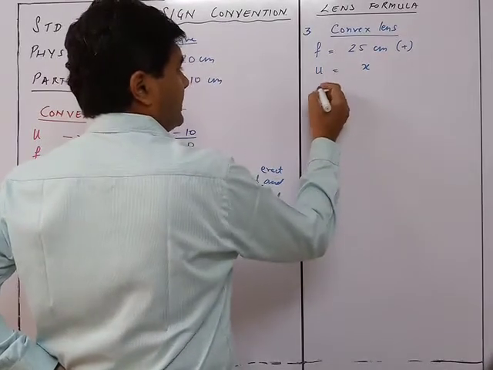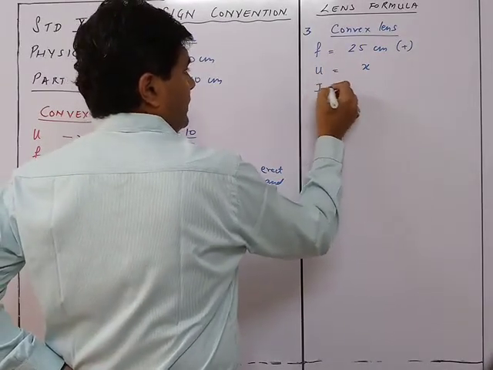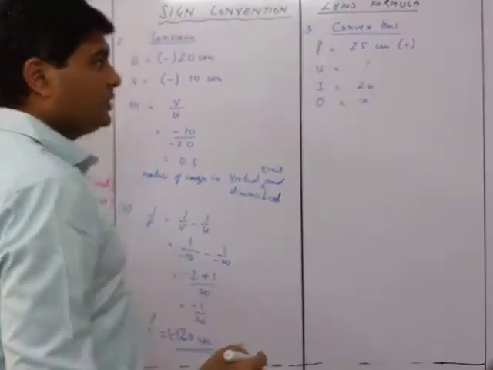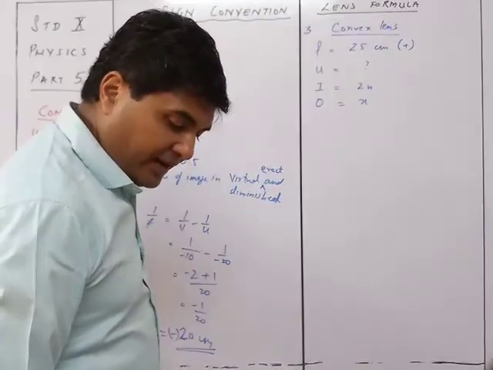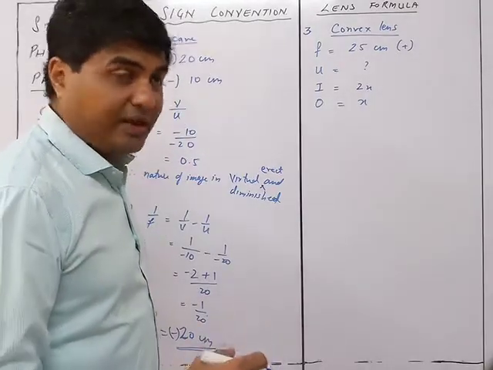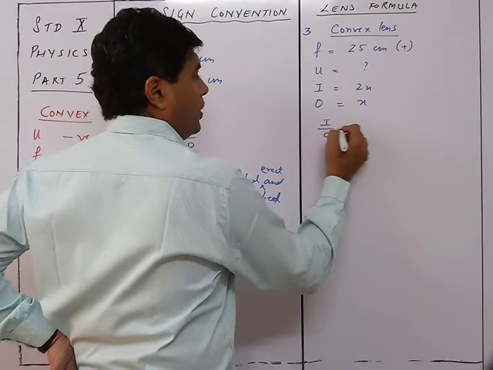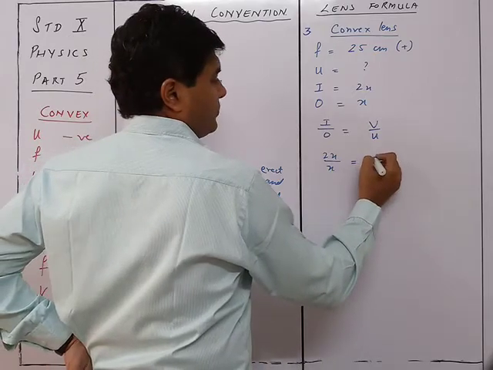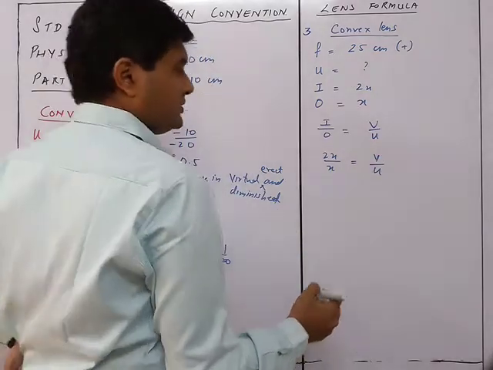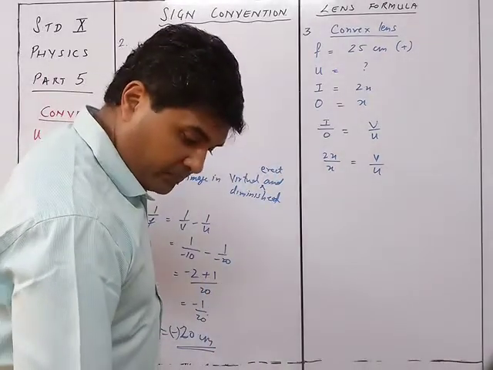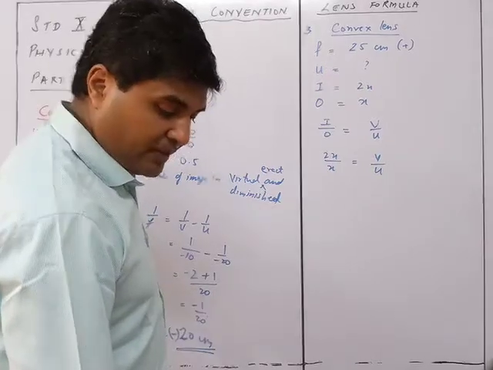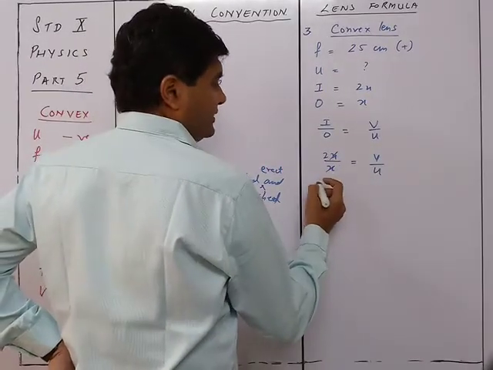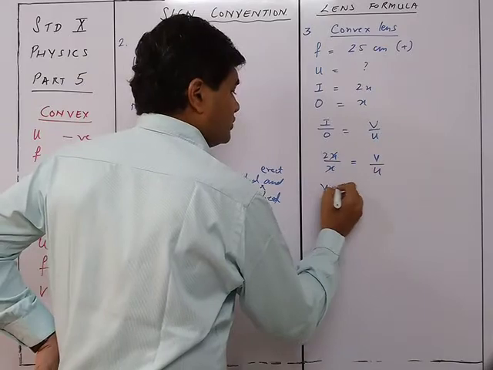So we are given that I is equal to 2x, and O is equal to x, right? Accordingly, we need to find out the value of u. First of all, we need to find out v, and then we'll take f. We know that I upon O is equal to v upon u. So this is 2x upon x is equal to v upon u. It is a convex lens over here, and they are given that it's a virtual image, so it will be positive only. So this is cancelling out. Accordingly, we can see that v is equal to 2u.